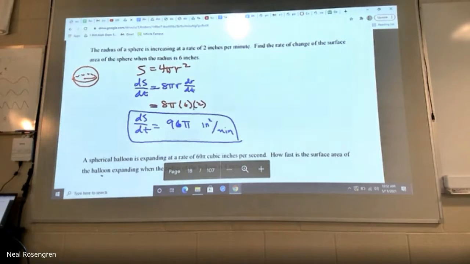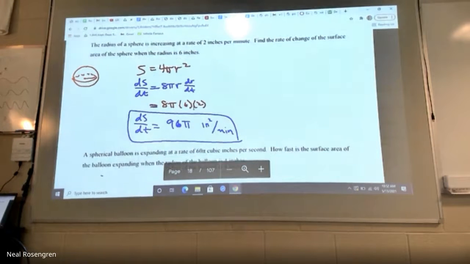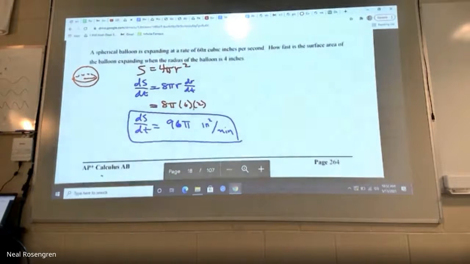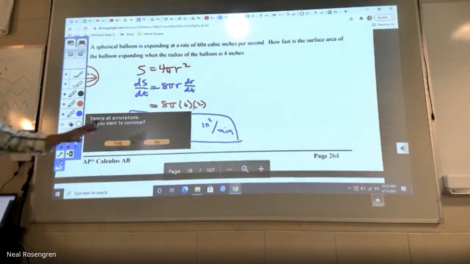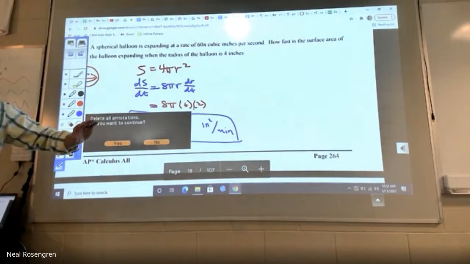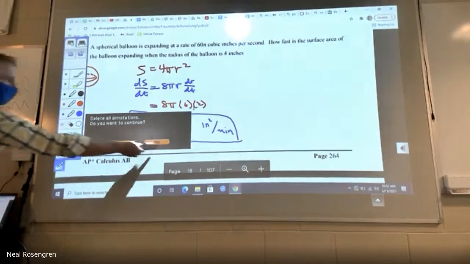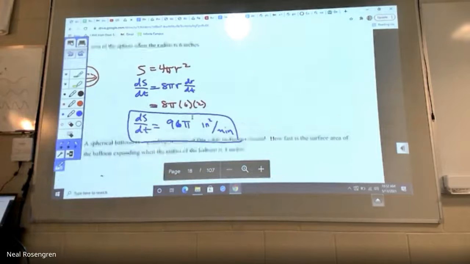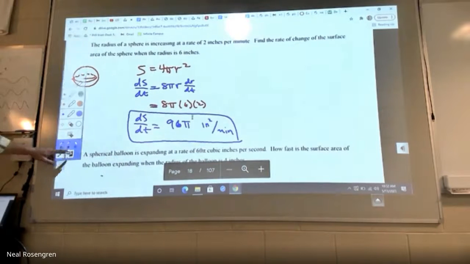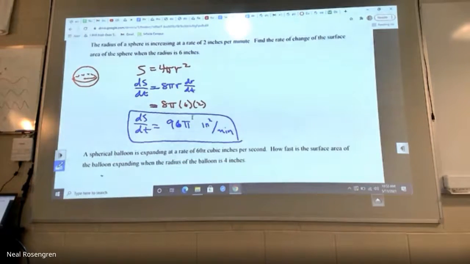Ooh, the next one's a good one. Nice. We get 96 pi. Anybody need to see that one, the second one? So there's the second one. One last time, there's the middle of page 264. We want a surface area rate. So S equals. Now A equals is fine. If you put A equals, that's cool. I think I even did on the answers. But there's the middle of 264.